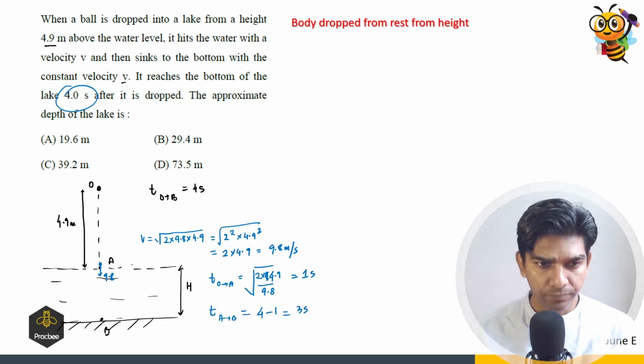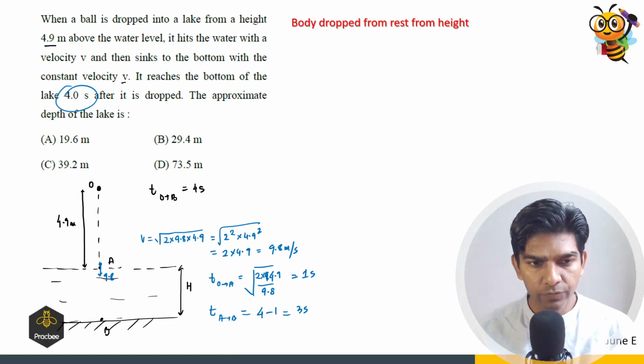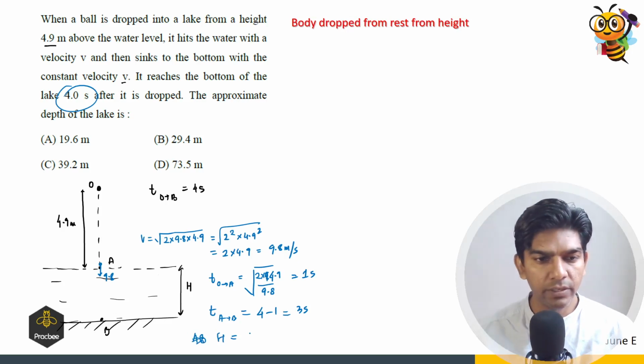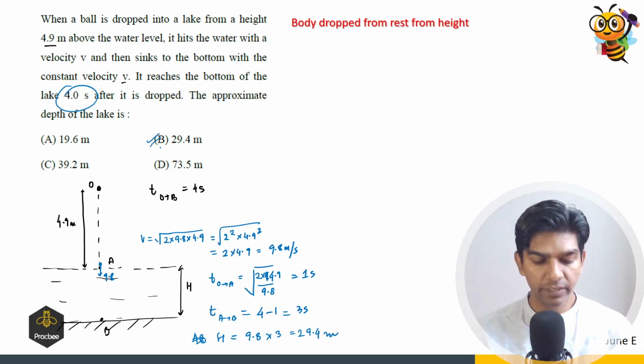And now we know the time from A to B, and it is moving with a constant velocity of 9.8 meters per second. So AB distance, or H, will be speed into time. Speed is 9.8 and the time is 3 seconds. So it comes out to be 29.4 meters. So option B is the right answer.